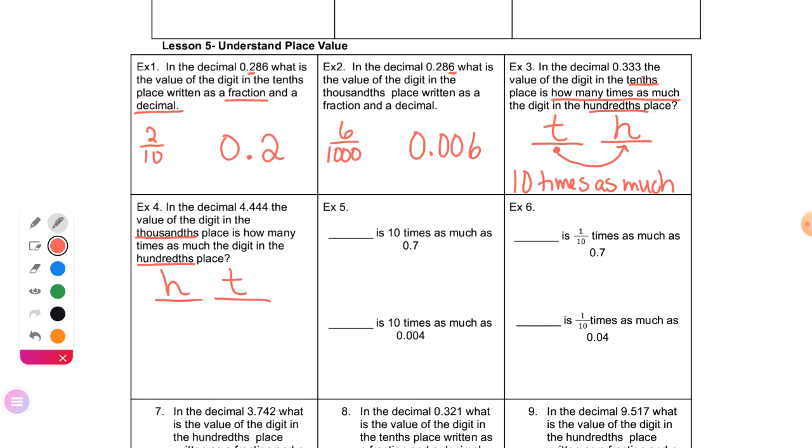Who can help? Carter? Whichever one comes first in the problem is where I start. We are comparing the thousandths place, which means I'm starting at the thousandths, to the hundredths place. So we draw an arrow over to the hundredths. Clara, which way is that line pointing? To the left. What does that tell me about my answer? It's 1/10 times as much.